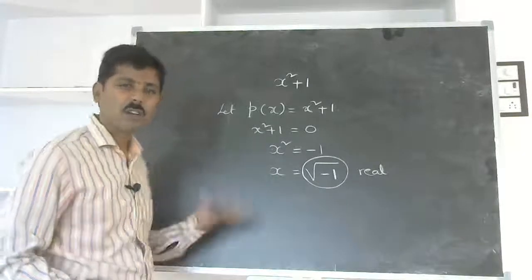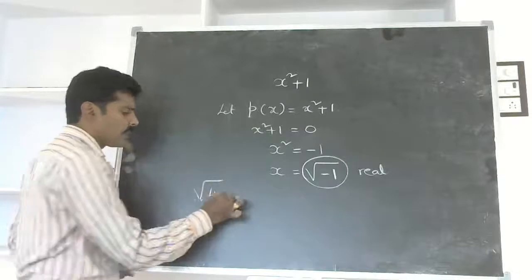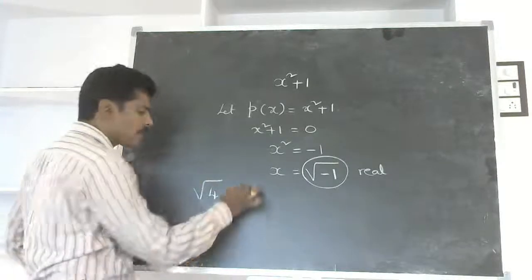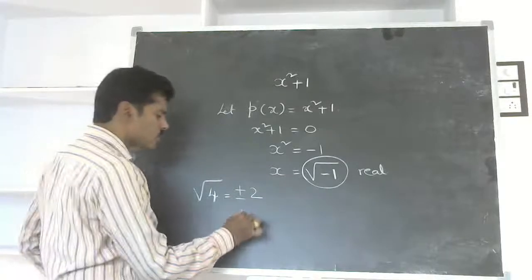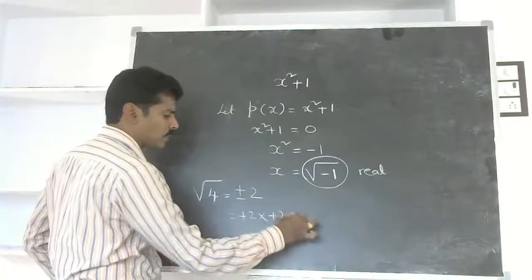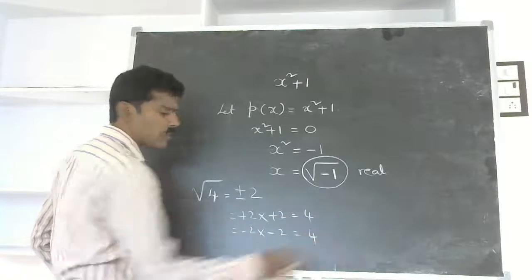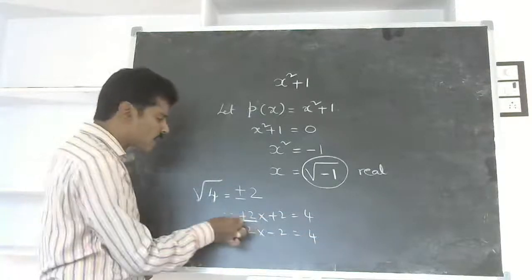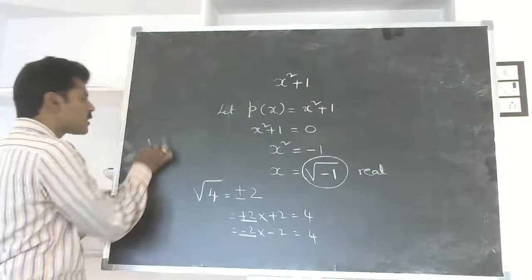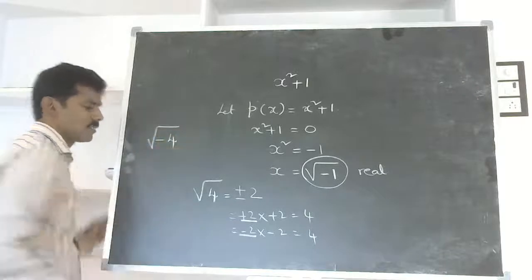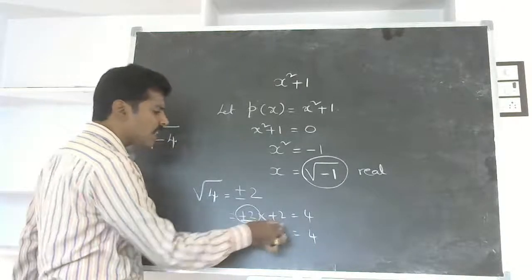You can ask me, sir, how? I didn't get. Okay, I will explain you. What is square root of 4? You can say that square root of 4 is plus or minus 2. Why? Because plus 2 into plus 2 you will get 4, and minus 2 into minus 2 also you will get 4. So square root I will get plus or minus 2 for 4. But if I take square root of minus 4, you never get minus 4 by multiplying two equal numbers.